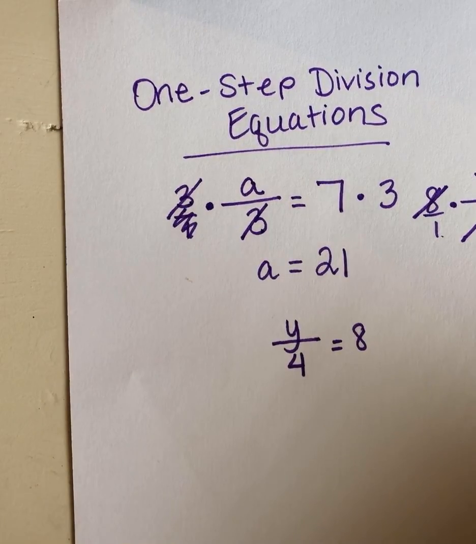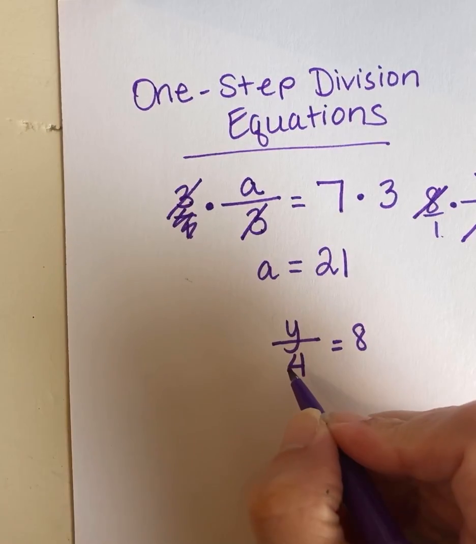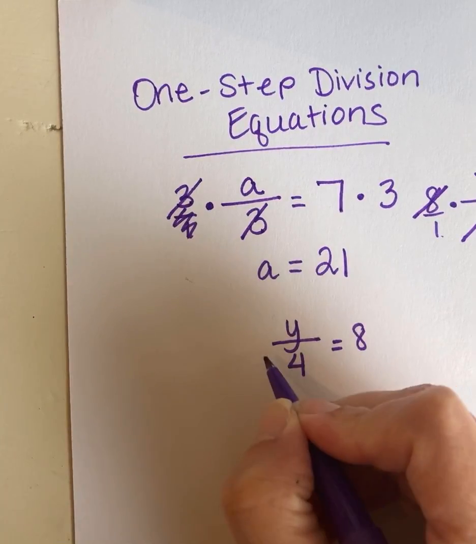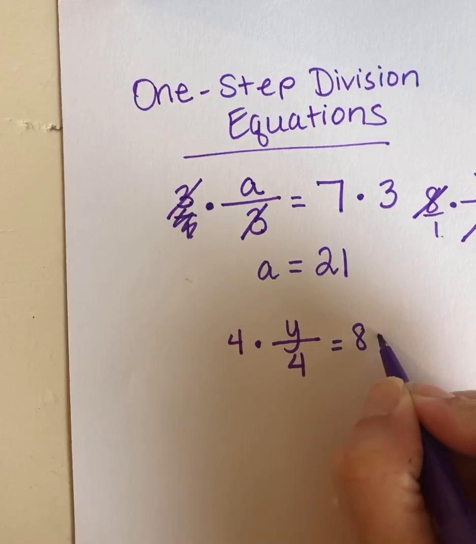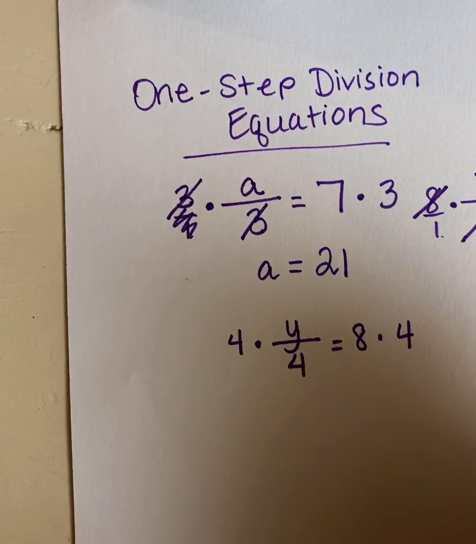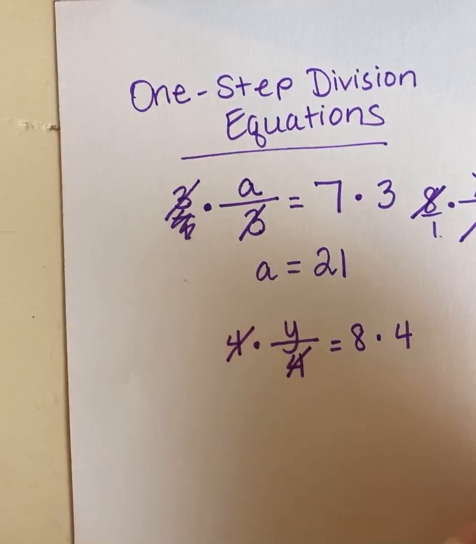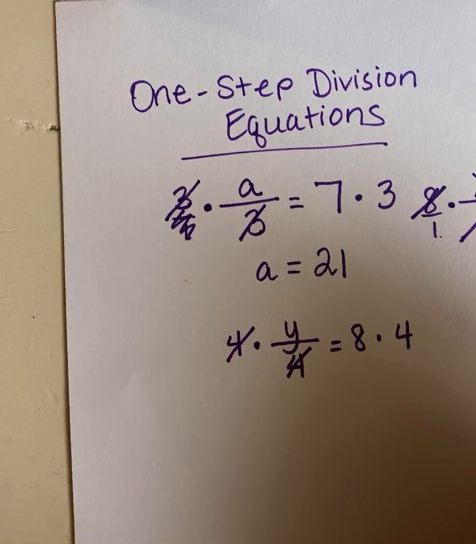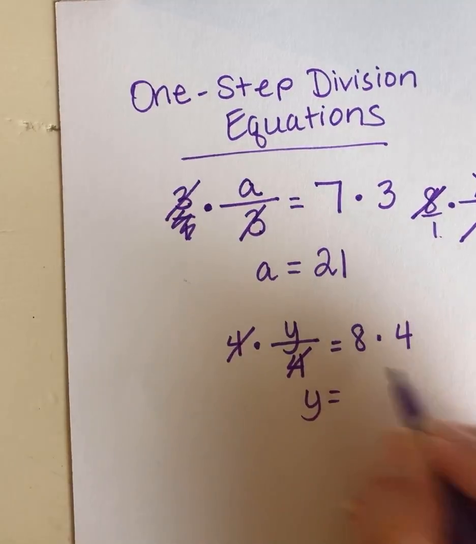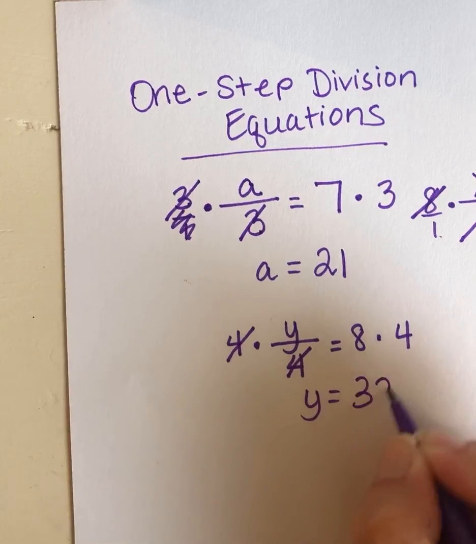Okay, so you should have worked it. And what we want to do is get rid of divided by 4, so we multiply by 4. You should have done that on both sides when you worked it. And then you're going to cross these out because 4 divided by 4 is 1. So y equals the answer to 8 times 4, 32.